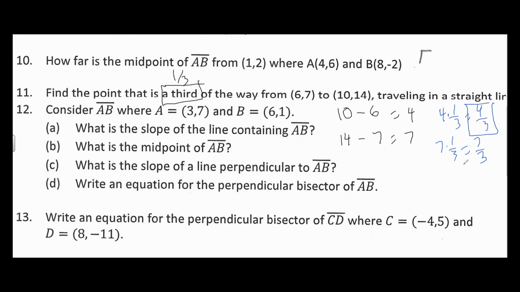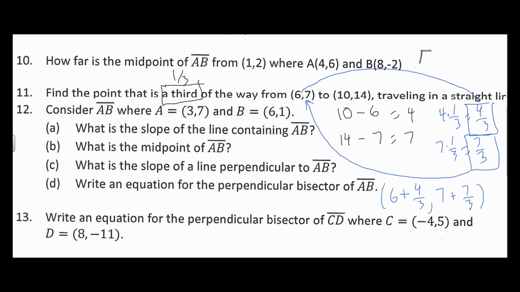This number is our horizontal distance. We're going to add it to 6, and this is our vertical distance. We're going to add that number to 7. So the answer in its unsimplified form is 6 plus 4/3, and then 7 plus 7/3. Do the arithmetic on that, and we get 22/3 and then 28/3.